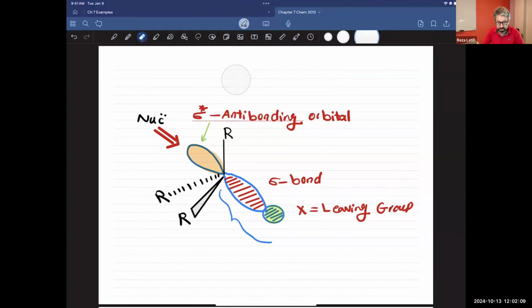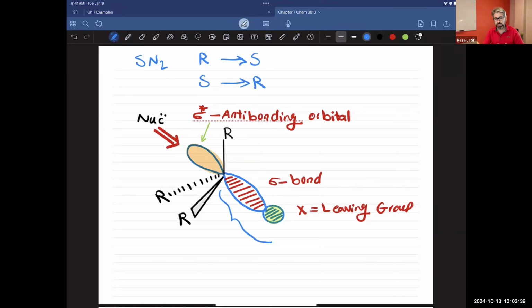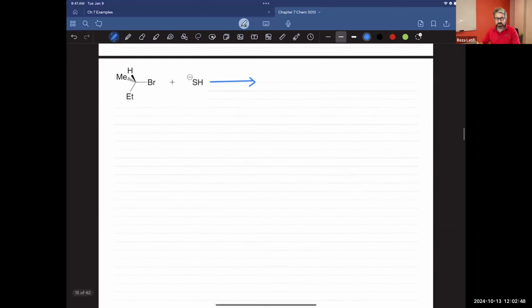If you reach the molecule from the back and make the interaction, that for sure is going to change the configuration of the stereocenter. If you have a stereocenter, the configuration will turn to the opposite. So keep this in your mind: in SN2, R will turn to S, and S will turn to R. So if you start with R, you get S. If you start with S, you get R. Always respect this.